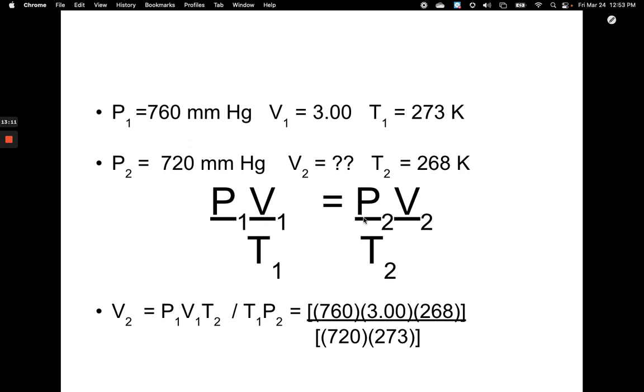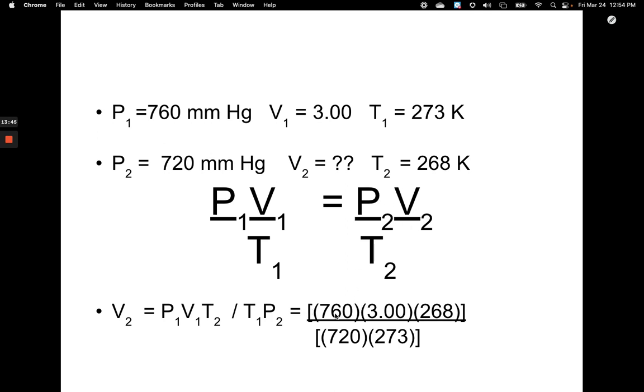So here it is. You got to fill everything in. So the first pressure is 760, 3, and the various temperatures. Now you're going to solve for V2. So that's what I have down here. So easiest thing to do is solve for V2 because that's what we're trying to get to. So if we cross multiply, we're going to get V2 equals P1 V1 T2. Notice right here. And then you're going to have to divide by P2 to isolate the V2.